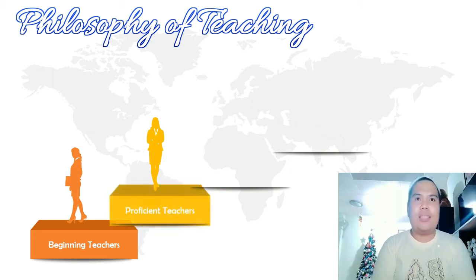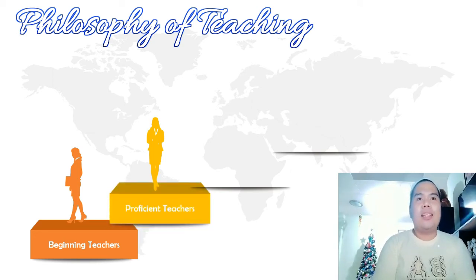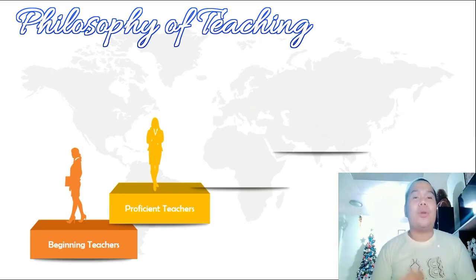In the next career stage, which is the proficient teachers, the teacher applies his or her philosophies that target a learner-centered type of teaching. In the beginning teachers, you are just going to show to your students your ideas or your philosophies of learning or learner-centered teaching. Whereas in the proficient teachers, you already apply your philosophies more than showing or displaying them to your students.